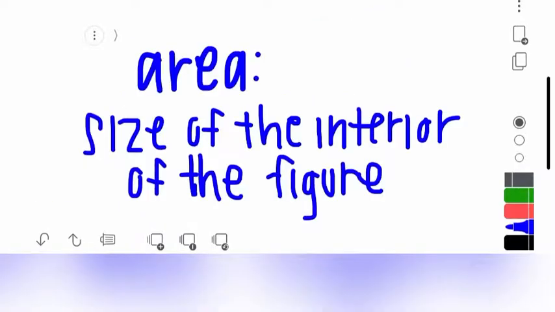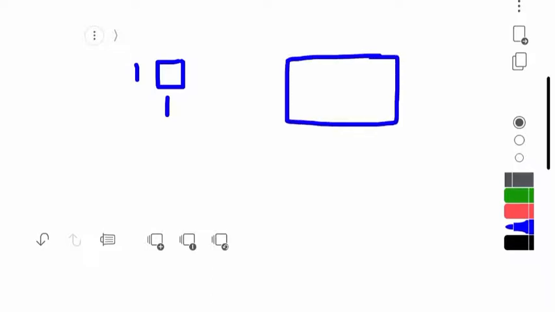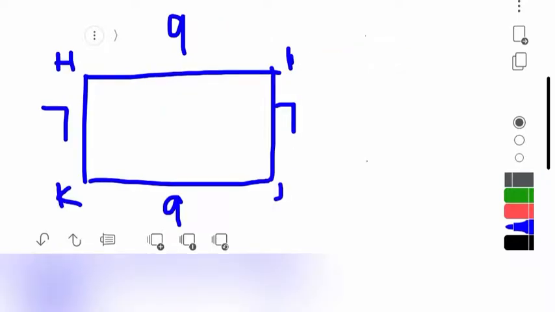Now on to area. Area is the size of the interior of a figure. So let's say we have this square right here, and it's 1 by 1. That makes it a 1 by 1 square. And let's say we have this bigger shape right here. To find area, we want to see how many of these 1 by 1s can fit into a bigger shape like this.